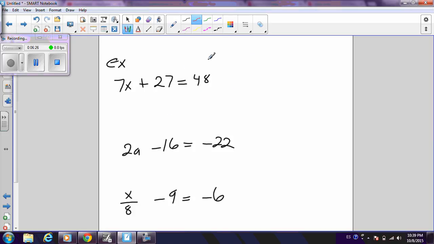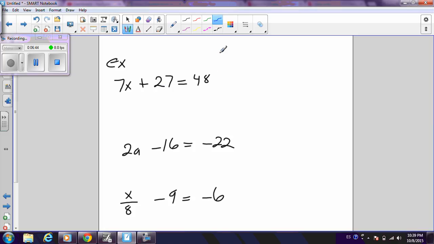So we have two-step equations. If you look at these 3 problems, and I think there's a 4th one. Yep, there's a 4th one. You'll see that we have, well, let's just jump in. All right, so we have 7 times x plus 27 equals 48.